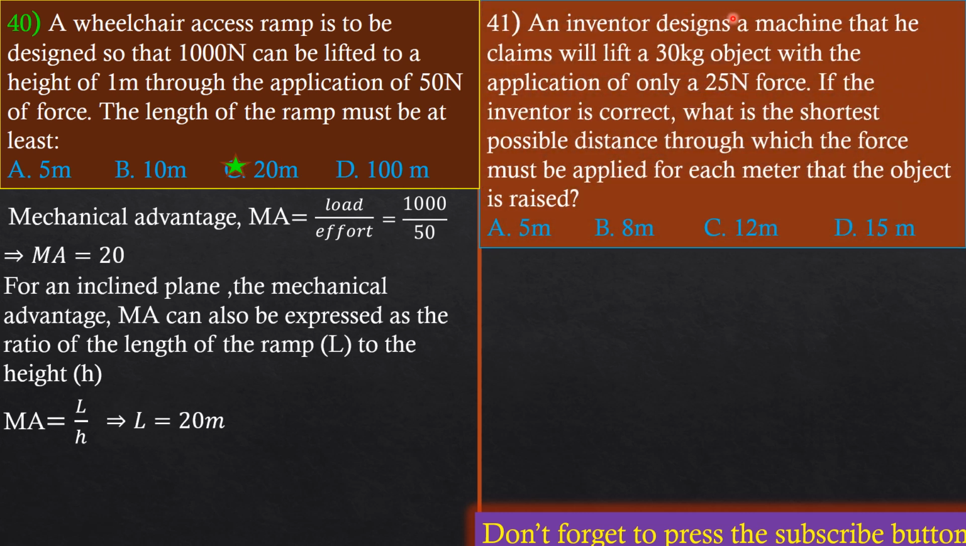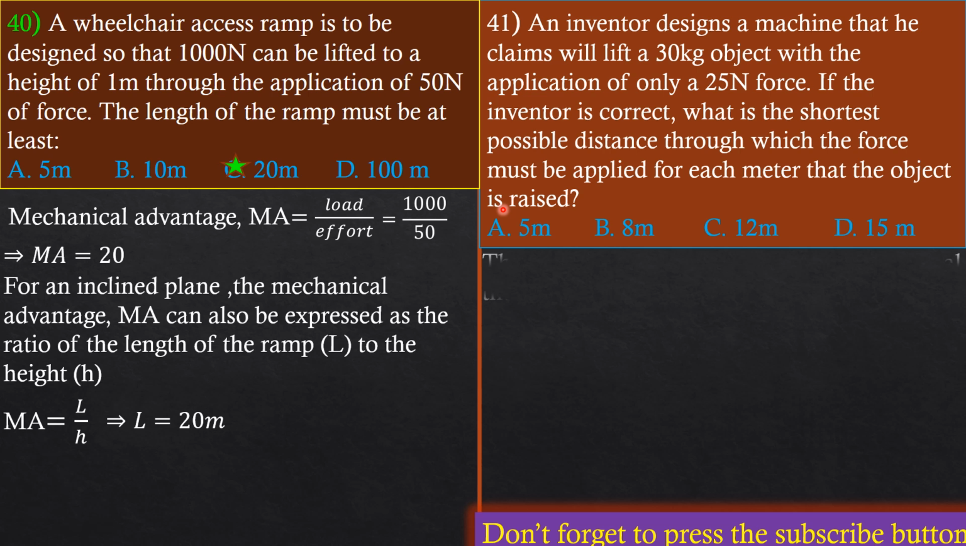Great. Okay. Now, guys, question 41 is saying that an inventor designs a machine that he claims will lift a 30-kilogram object with the application of only a 25 Newton force. If the inventor is correct, what is the shortest possible distance through which the force must be applied for each meter that the object is raised?